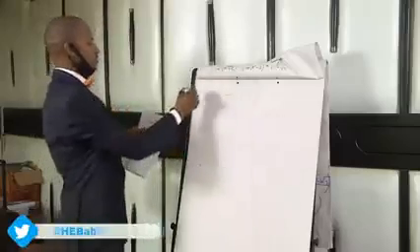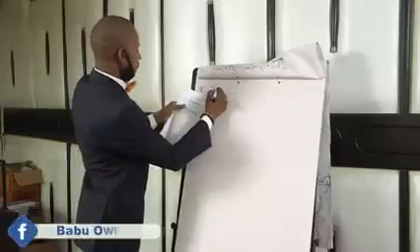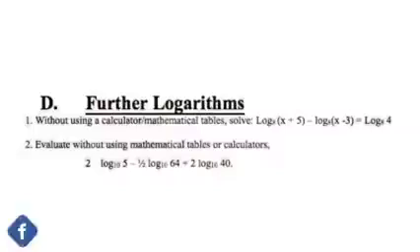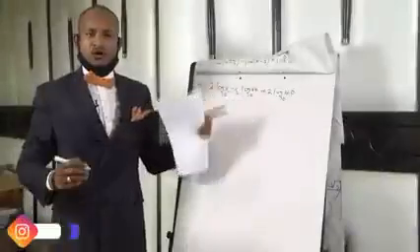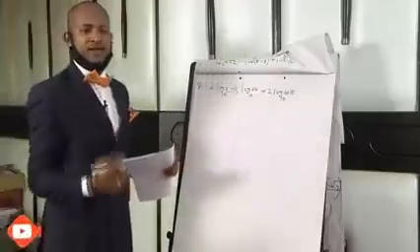And the next question, number 8, you are told to evaluate without using mathematical tables or calculators. So you are told to evaluate 2 log 5 to base 10 minus a half log 64 to base 10 plus 2 log 40 to base 10. Remember, this is evaluate, not solve. You solve only when it is equated to something. But when you are told to evaluate, it is the same as simplify.